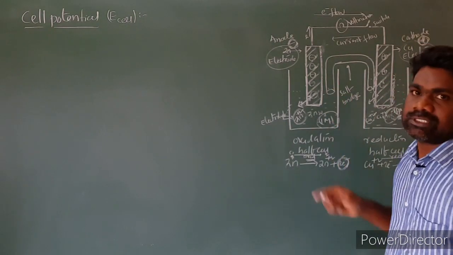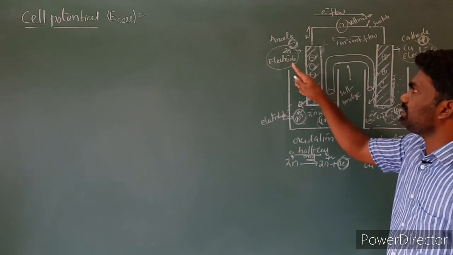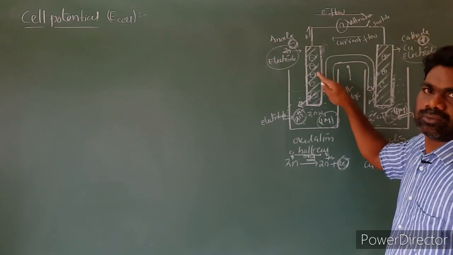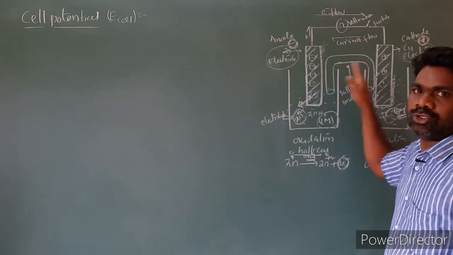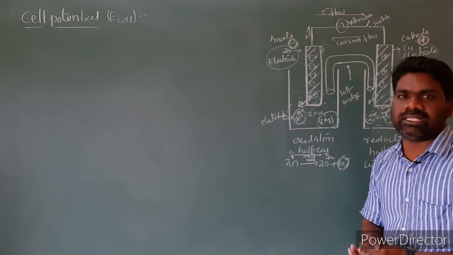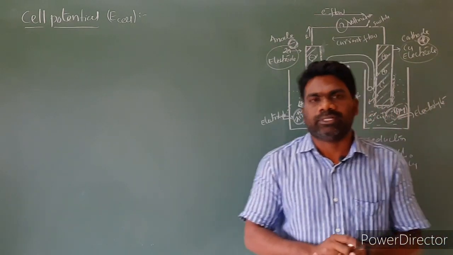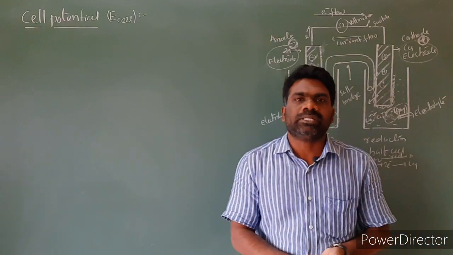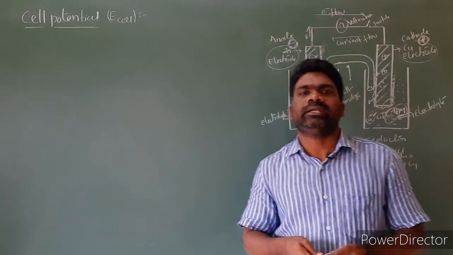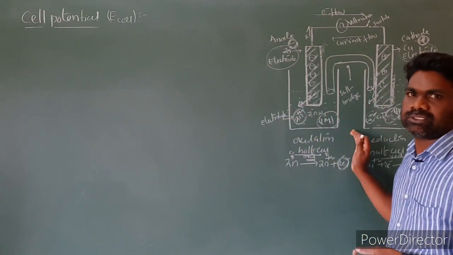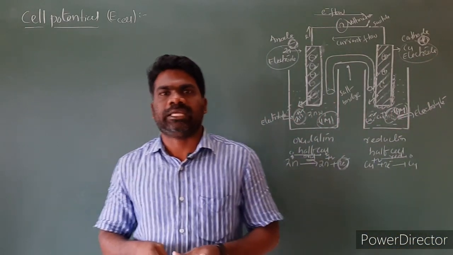So the potential difference developed between the zinc electrode and the copper electrode, the potential difference developed between two electrodes of a galvanic cell, is called the cell potential. The cell potential is also called the electromotive force, EMF, of the cell when no current is drawn through the cell.